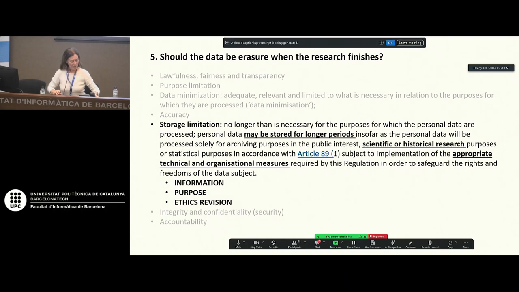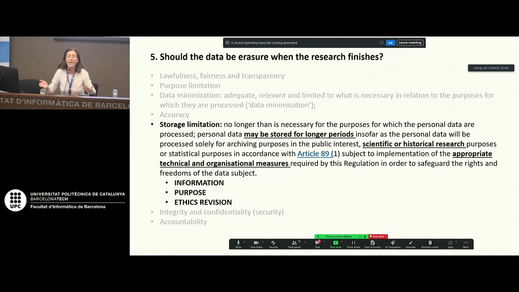And the last one is: should the data be erased when the research finishes? Let's go again to Article 5 of the GDPR and to the principle of storage limitation. The criterion is that you can keep the data for the purpose that justifies the processing. If you are a processor, you can keep the data in the conditions of the agreement. This is very easy. If you are the processor, just follow the conditions of the agreement with the data provider, the controller, because you are using the data on behalf of the controller.